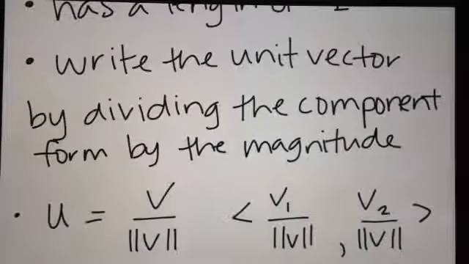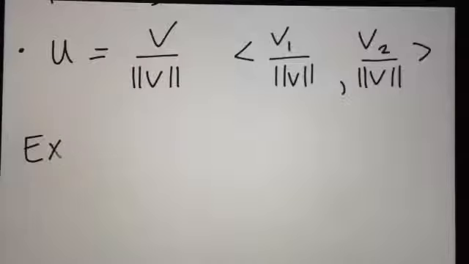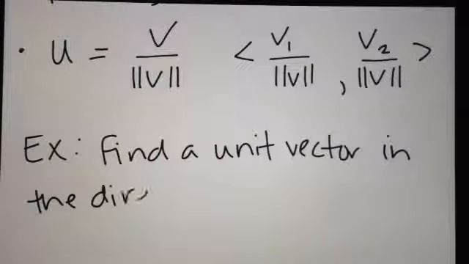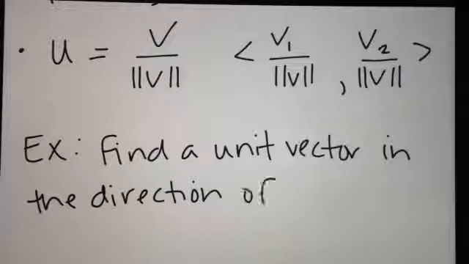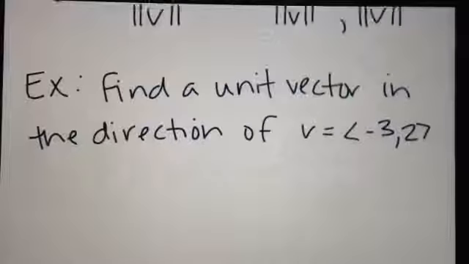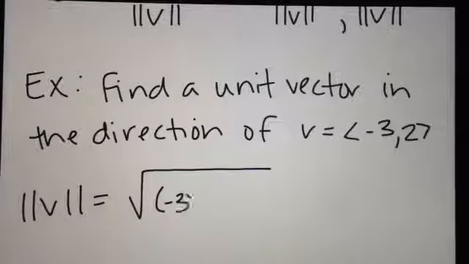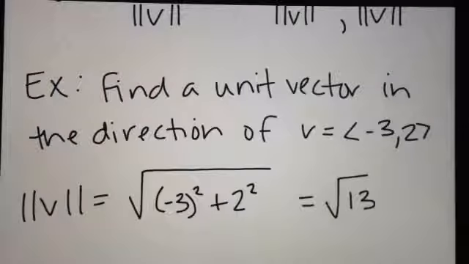So for example, if it says to find a unit vector in the direction of v equals -3, 2, so there's our vector, then what we're going to do first is go ahead and find the magnitude because we need that so we can divide by it. So this is the square root of -3 squared plus 2 squared. And so that's 9 plus 4. So the magnitude here is the square root of 13.